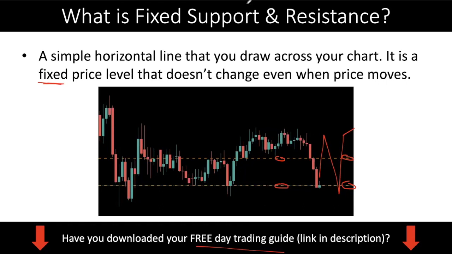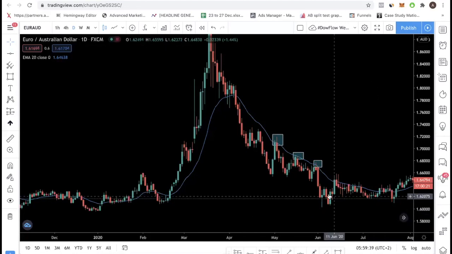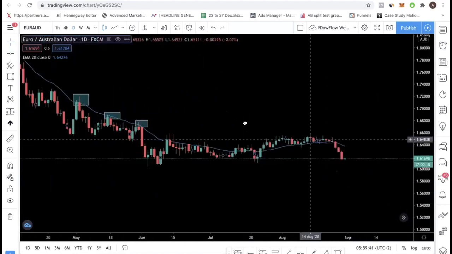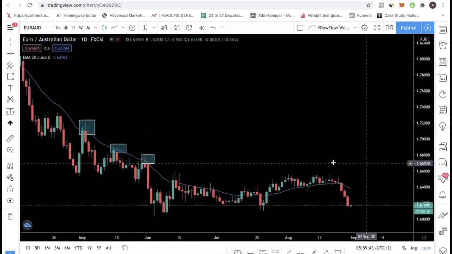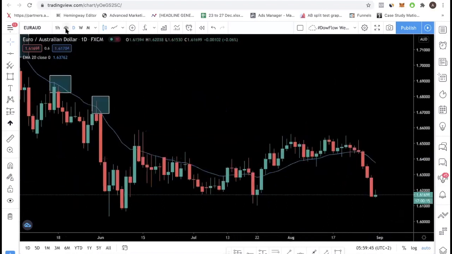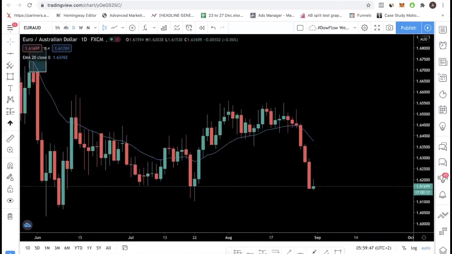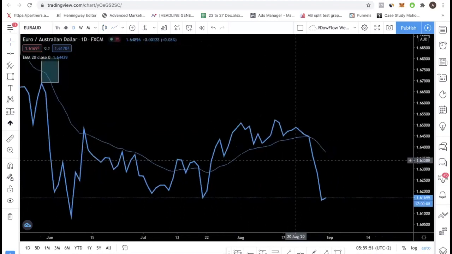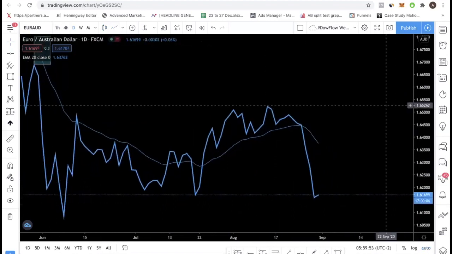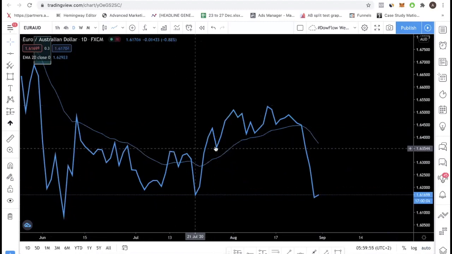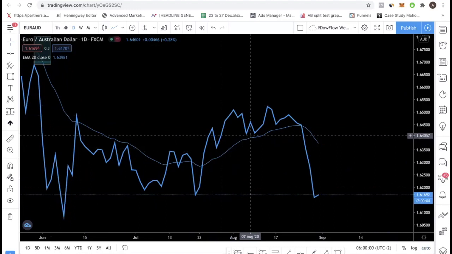So what I want to do right now is go on to the charts and show you a cool trick that you can use to easily identify fixed support and resistance levels. So right now, we are looking at the Euro-Aussie chart. We are on the daily chart. This cool trick just involves changing to the line chart. When you have the line chart, you're able to see the turning points very clearly. For example, you can see that there's a turning point here, there's a turning point here, here, and so on and so forth.